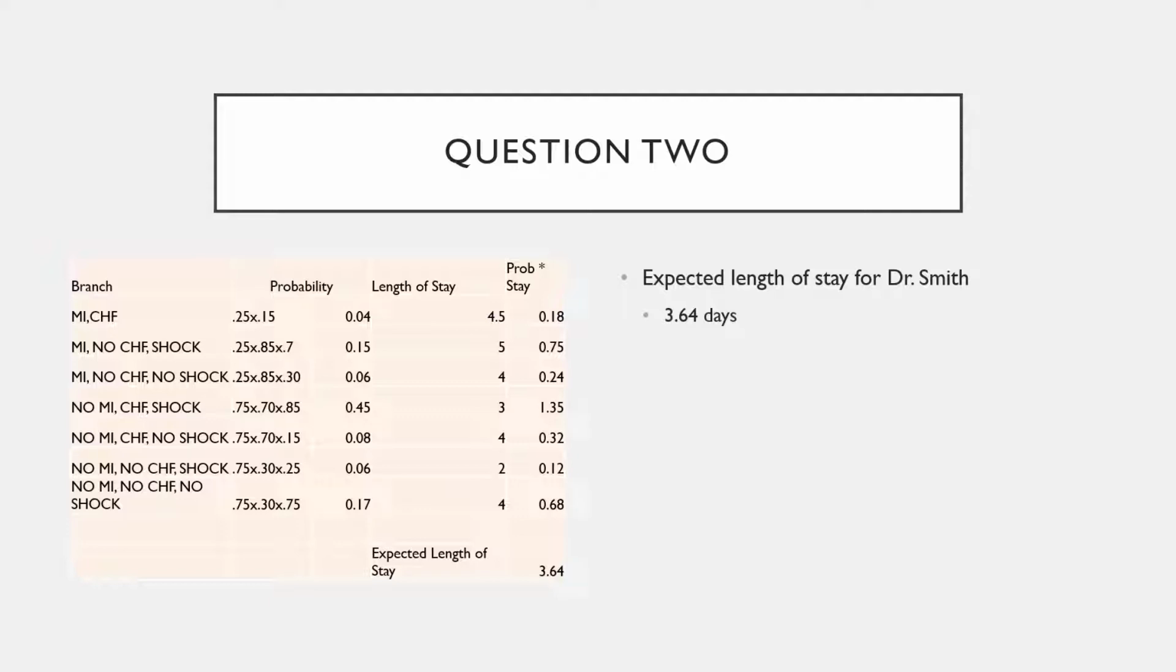We do that to the following routes that are possible through the tree. Upon doing that, we get a sum of 3.64 days as the expected length of stay for Dr. Smith.